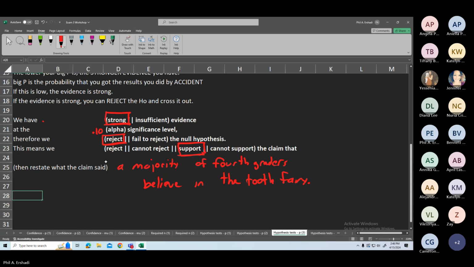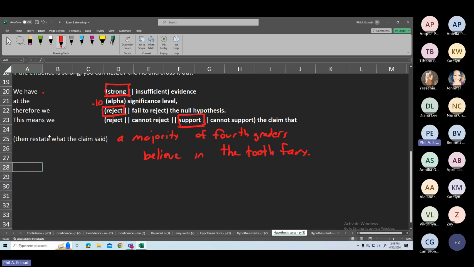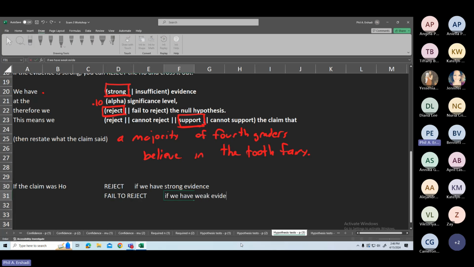All right. Before we go any further, this fourth line here where I've got four different options, I want to do a little bit of clarification. So we're going to say if the claim was null, that means we reject if we have strong evidence, and then we fail to reject if we have weak evidence.